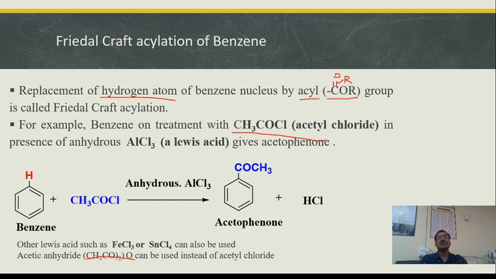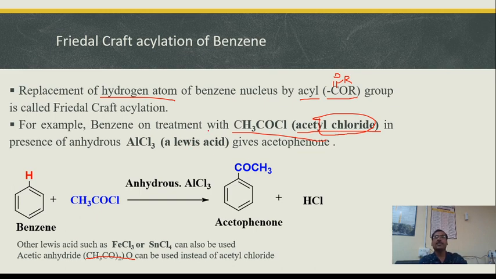So benzene on treatment with acetyl chloride. Acyl is a general name. Acetyl stands for, you know the nomenclature of acid chloride. Acid chlorides are named on the basis of their parent acid. This can be prepared from, say, CH3COOH. If you replace OH by Cl, you will get acid chloride. And how are they named? You have to replace ic acid by yl chloride, isn't it? So this is yl. If I remove this and I replace it by ic acid, it becomes acetic acid.